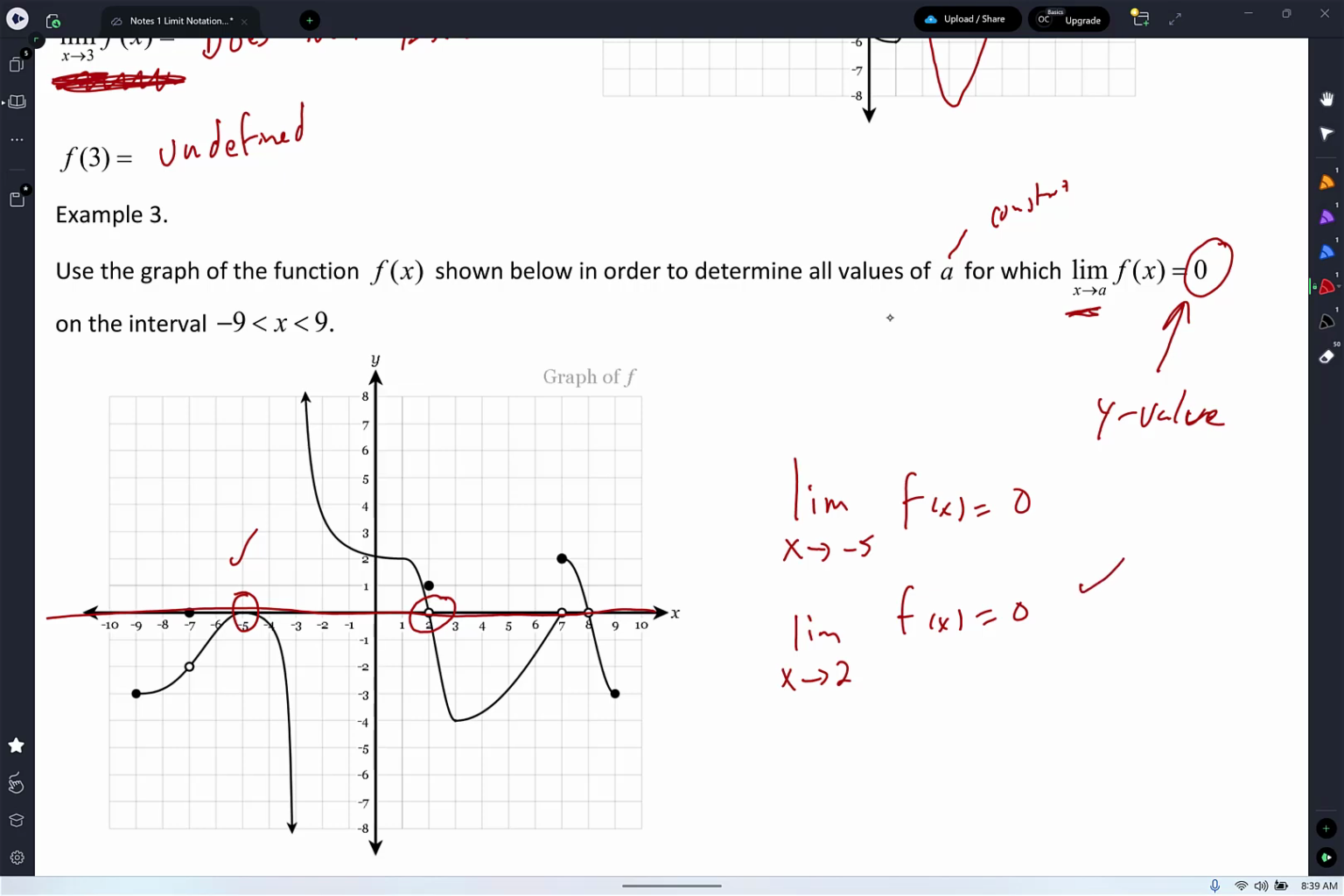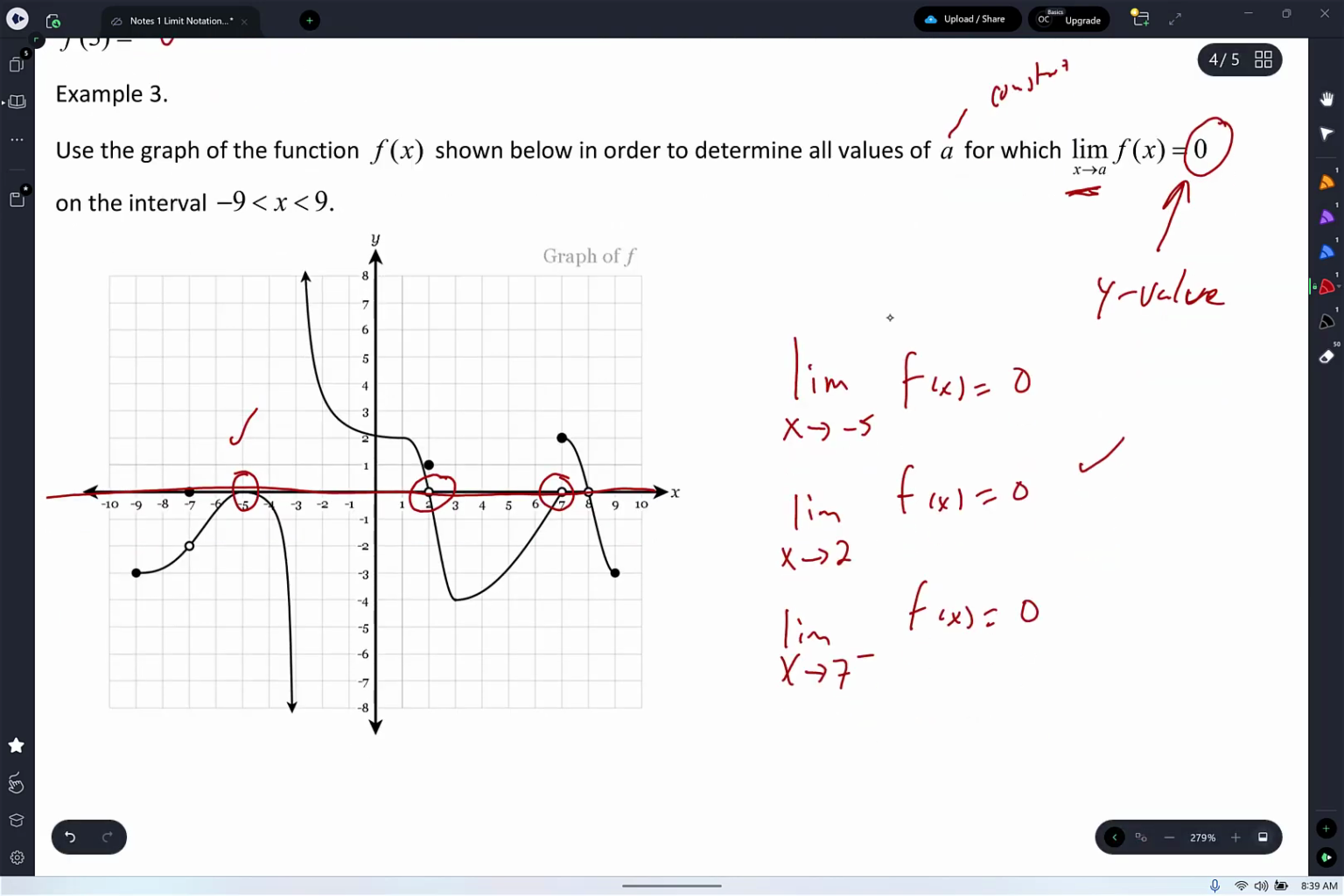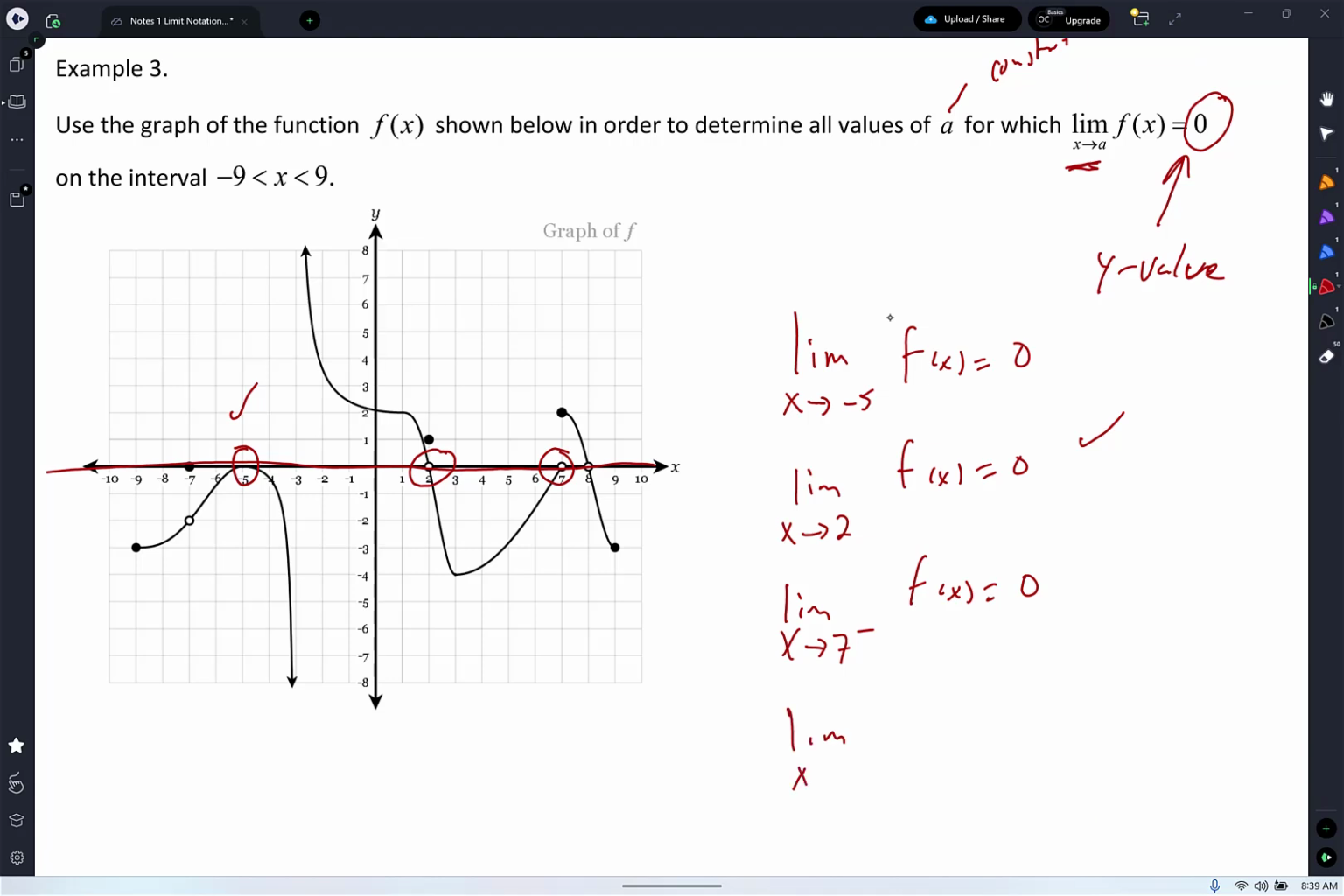And then I see a one-sided limit from the left-hand side. Limit as x approaches 7 from the left-hand side of f of x equals 0 as well. And then I see another one. Limit as x approaches 8 of this function equals 0. Now notice, I'm going to slow down. Notice they don't say anything about the left or the right. They just want from both sides.